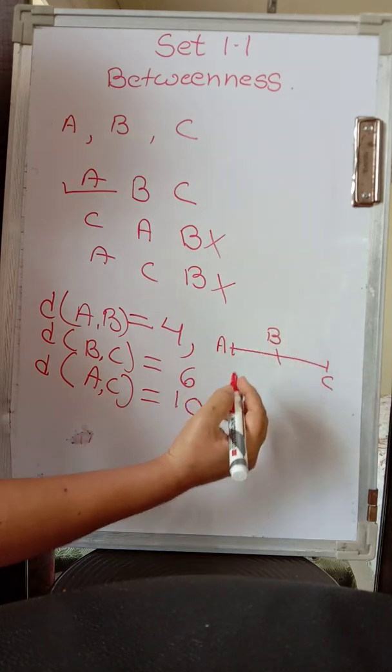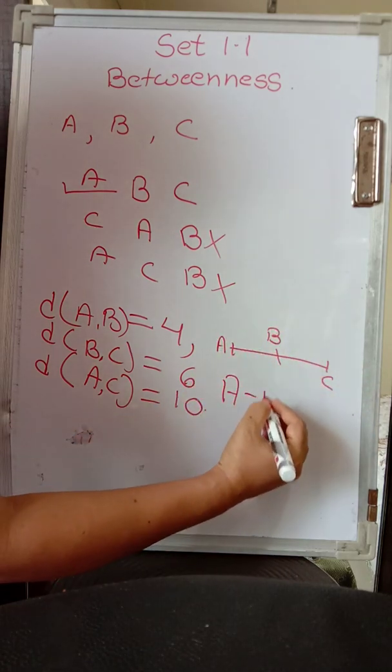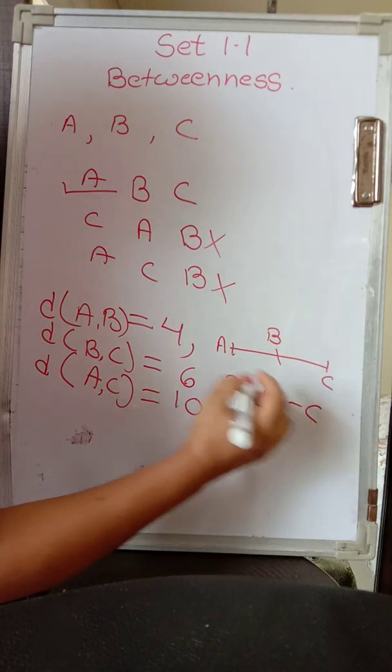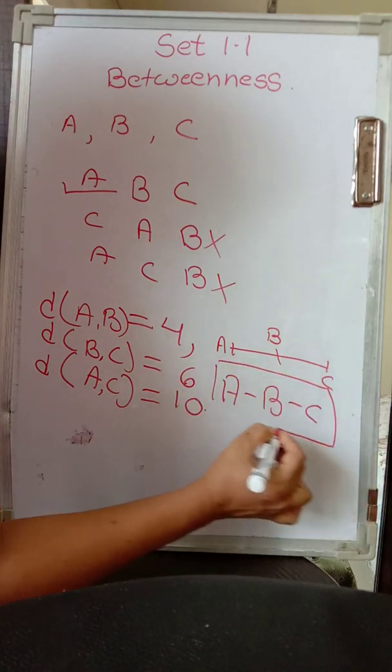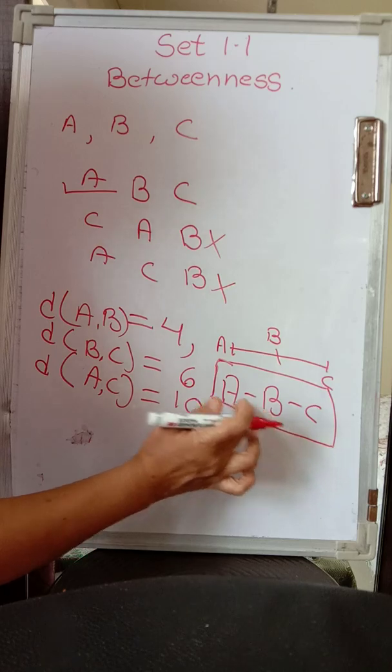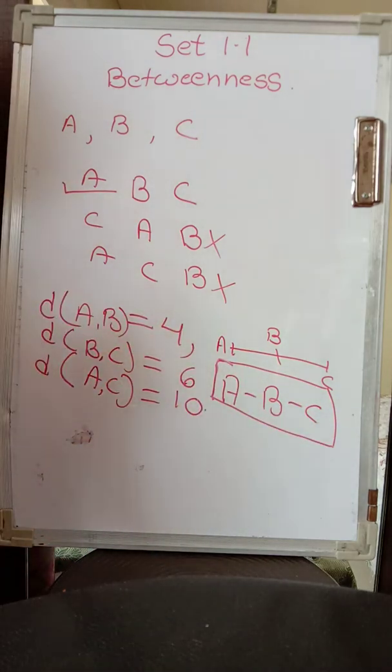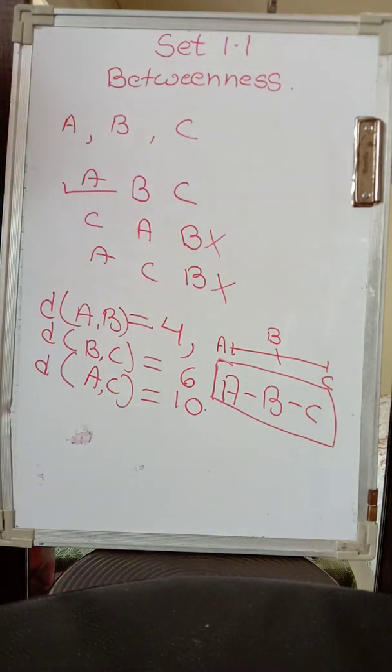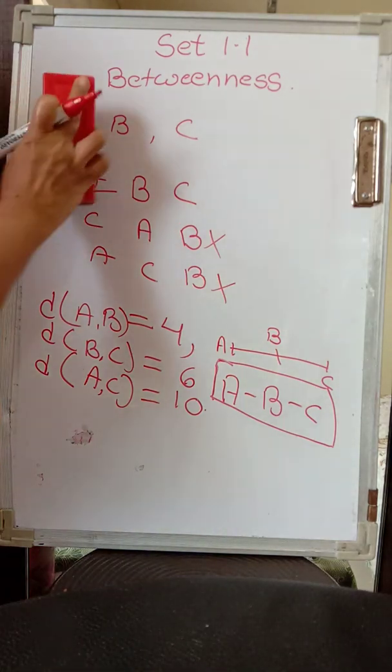And this betweenness is denoted as A dash B dash C. This is to say that B is in between A and C. This is the concept of betweenness. So depending on this, you have question number 3 in your textbook. So let's see that question.